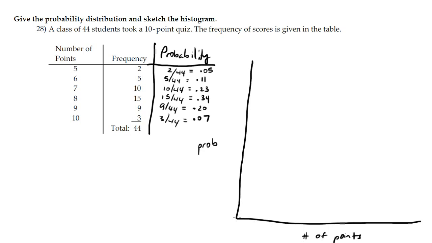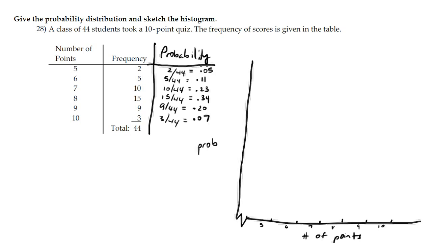Okay, so I'll just make a little indicator, since we're not starting at 0 here. So remember, one of the most important features of a histogram is that the bars don't touch. So let's say 5 points, 6 points, and try to make them uniform width if you can. 7 points, 8 points, 9 points, 10 points.